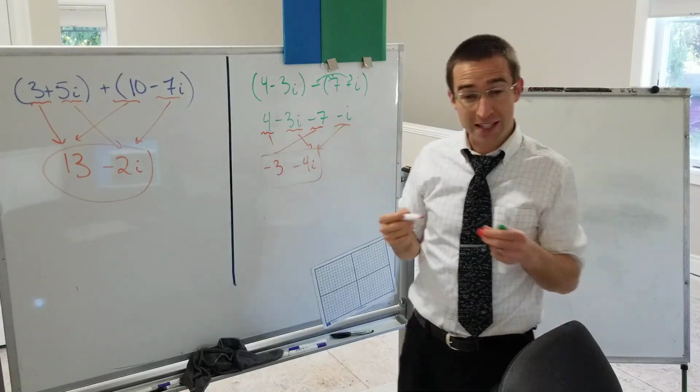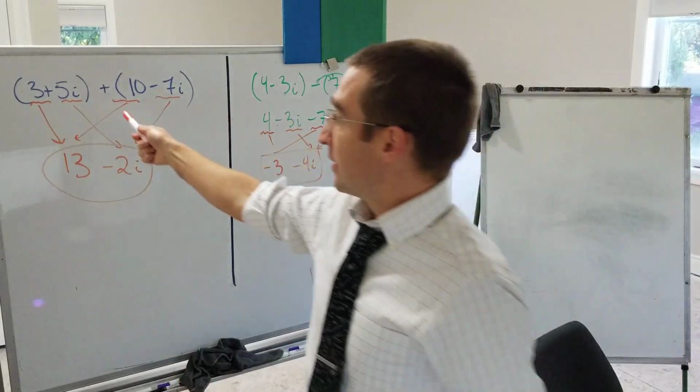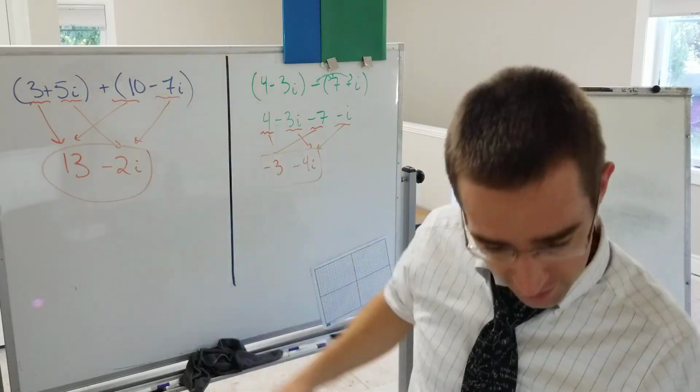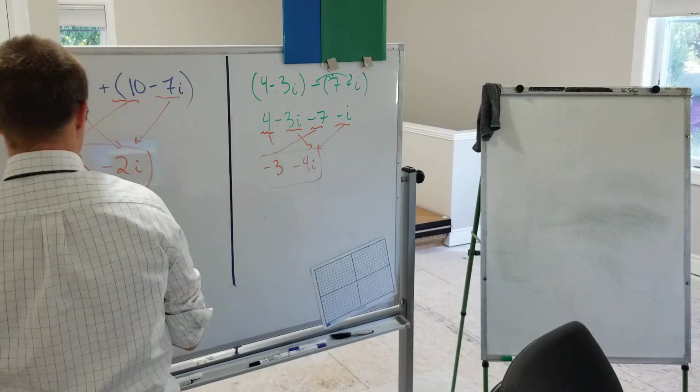That's adding and subtracting complex numbers. So basically you're just combining like terms. The i is kind of like an x, just treated the same way. All right, let's talk about multiplying some complex numbers.